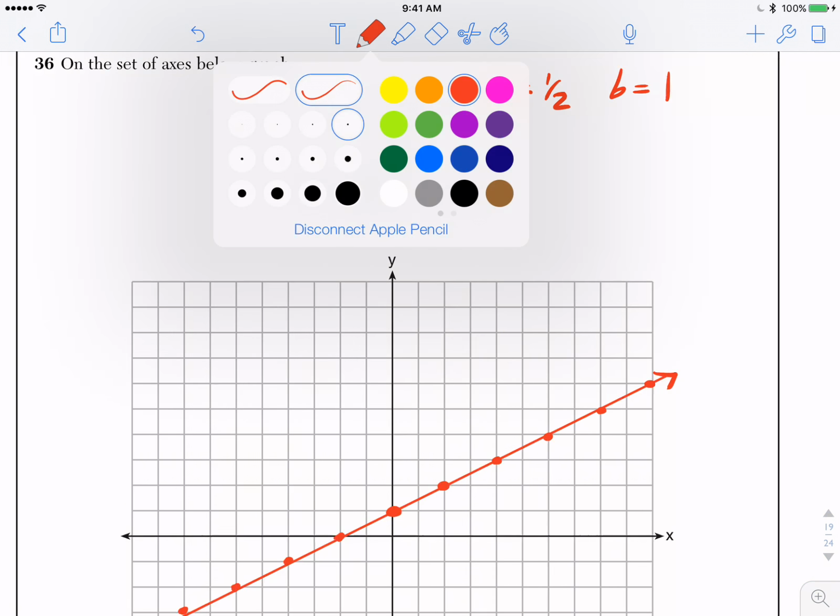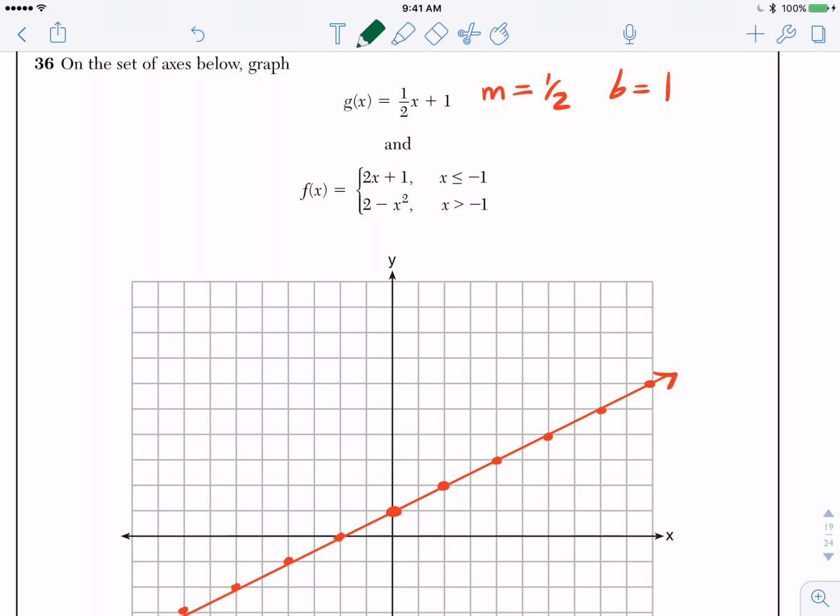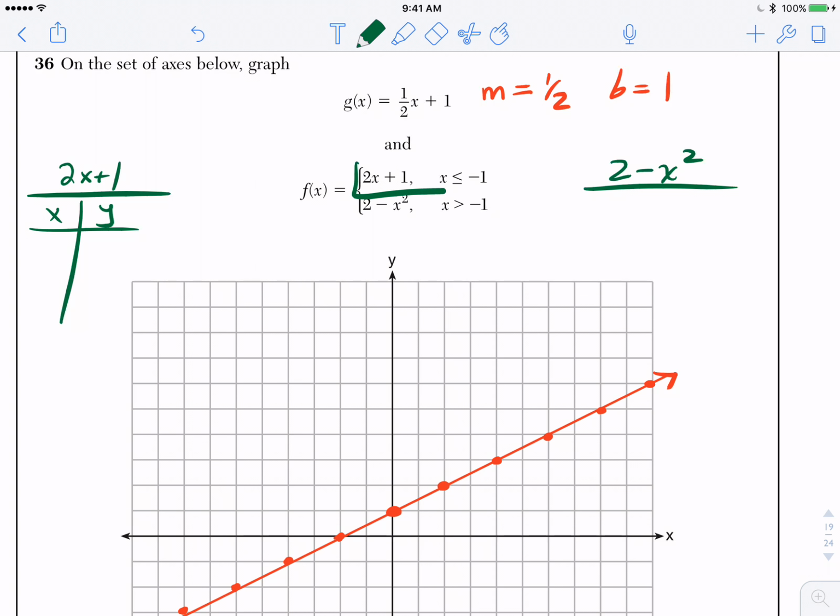Now for f of x, we have a piecewise. So we're going to split this up. I teach piecewise by doing the different rules into different tables. I'm just going to separate them on the left and right here. So let's start with the first component. I'll erase this once we're done with it. The 2x plus 1 rule. This only works when x is less than or equal to -1. So we want -1 itself and a few values less than that. It's only going to be a line, so I only need a few points.